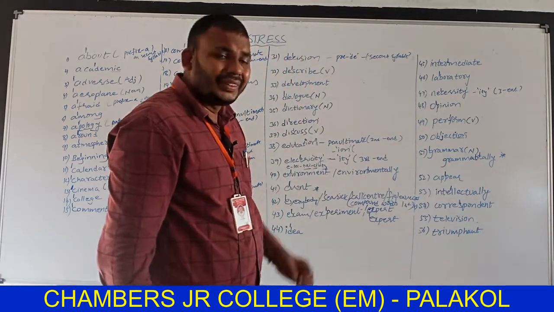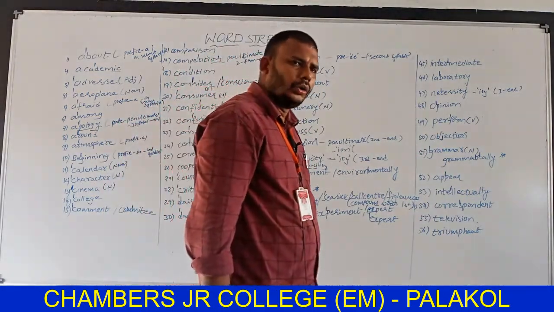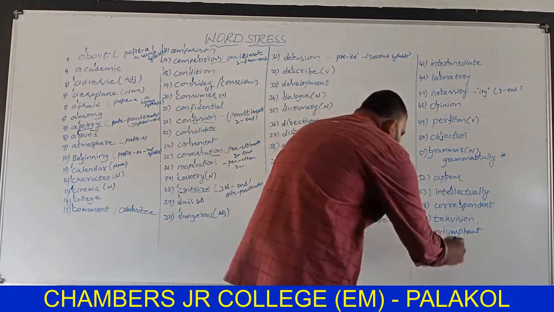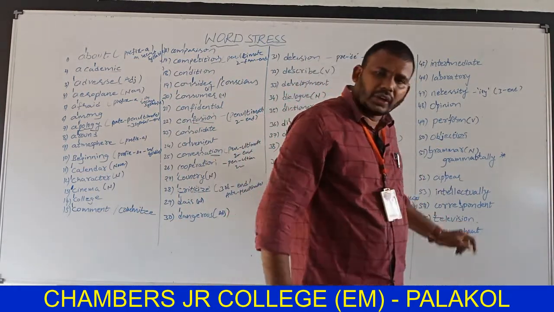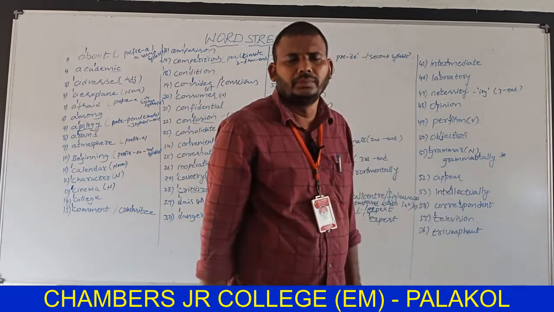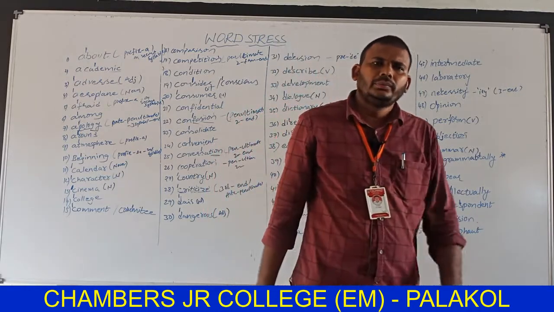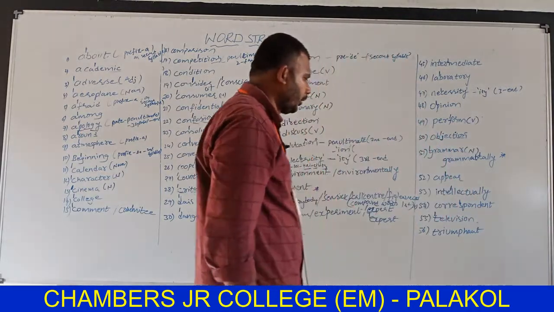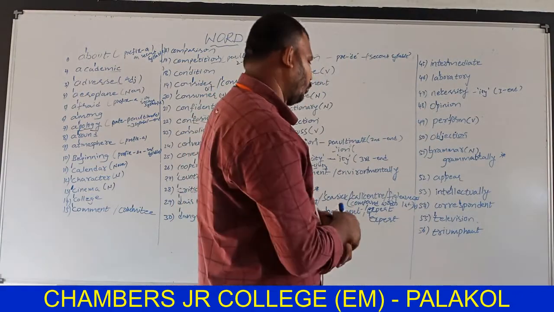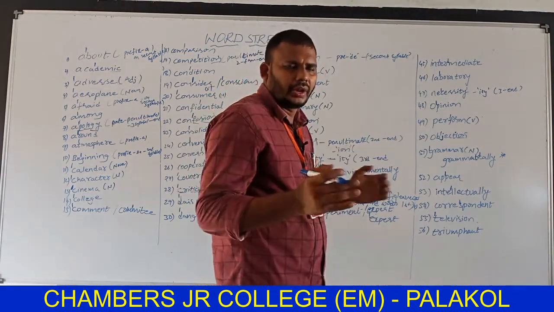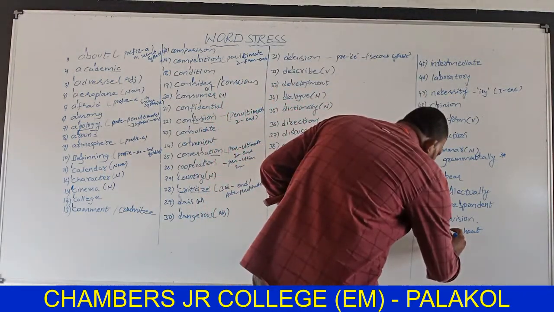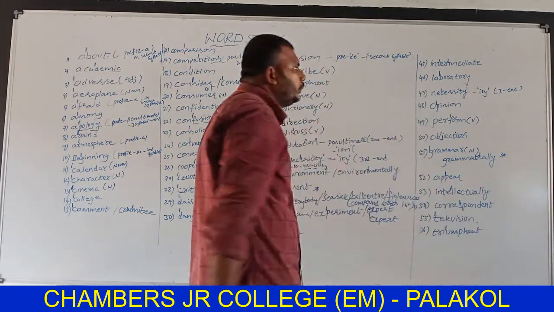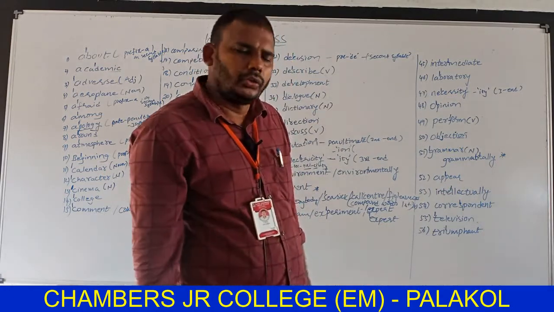And come to the next one. Television. Though it is a noun, it takes stress on T. Though it has the suffix ION, the rule is not applied here. So where should we put it? On the first letter. And come to the last one. Triumphant. Triumphant means victory. Here you need to put stress on U.